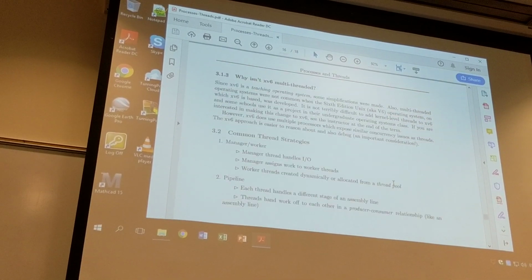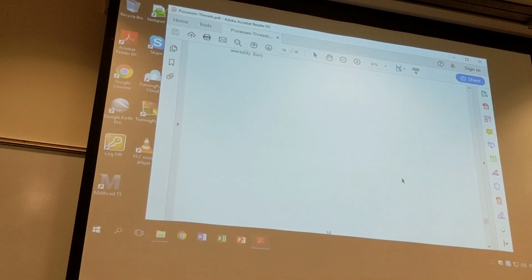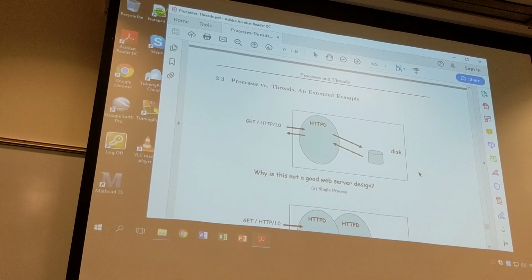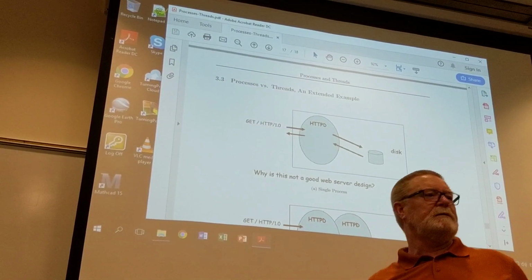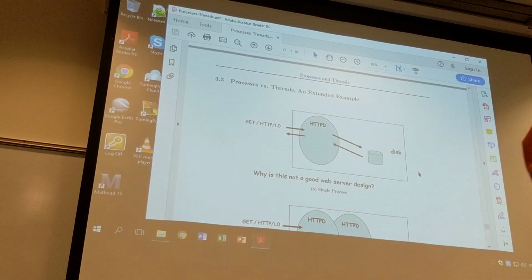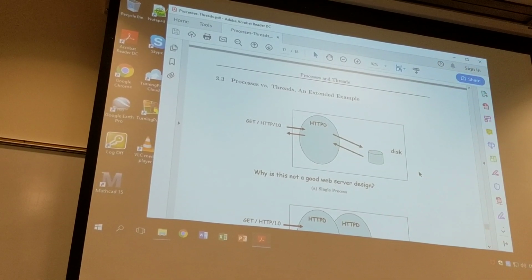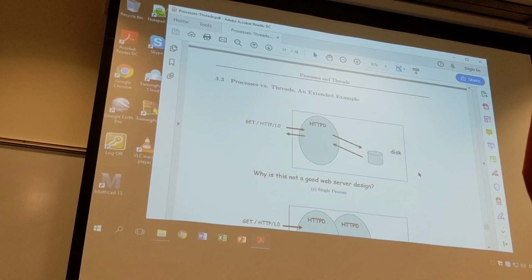We only have 1 minute left. We'll come back and hit this final example when we return. It's just the evolution of web servers, so it'll only take about 30 seconds.